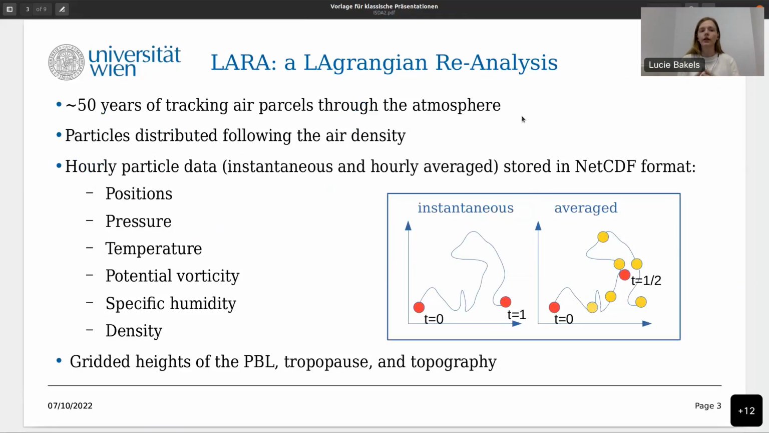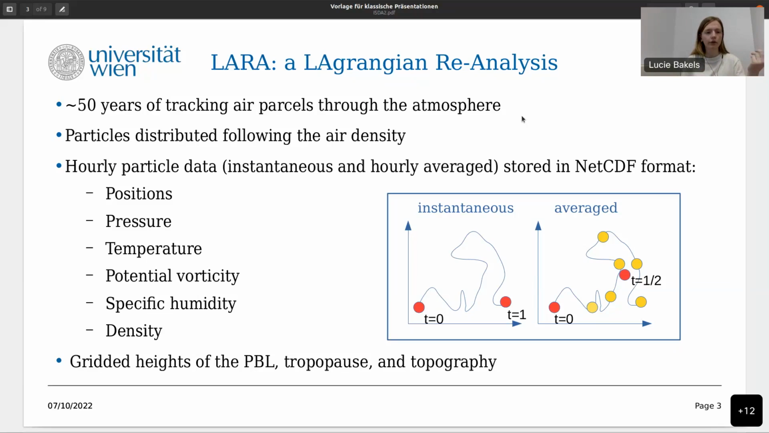These particles are distributed according to the density of air. So you have more particles close to the ground than in the stratosphere, but the mass of each particle is the same and it stays constant over time. It doesn't lose mass. And this data will be printed into netCDF files at every hour.